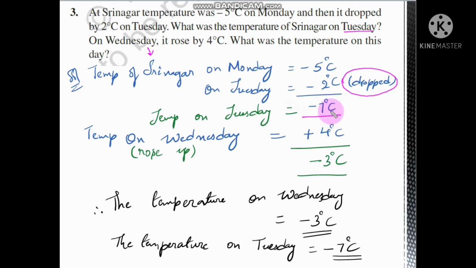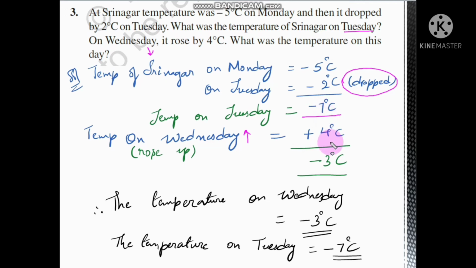Next, what we have to find? On Wednesday, it rose up by 4 degrees centigrade. So what happened? Suddenly the temperature has increased by 4 degrees centigrade. That means increase means positive. So plus 4 degrees centigrade.